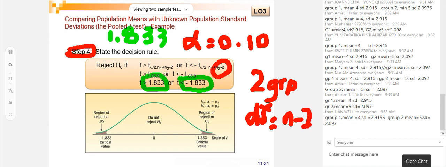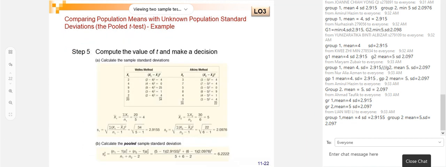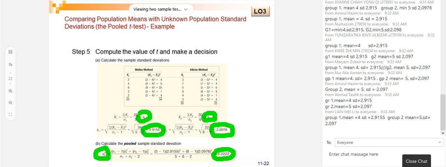Okay. How do you get? Then the next, okay, thank you Uni Zaratika. The next, we need to calculate the T. So just now we already calculate. We have the value group number 1, X bar is 4, standard deviation equal to 2.91. Group number 2 equal to 5 of the mean, then 2.09 standard deviation. So we find out the SP power by 2, we get 6.2222.